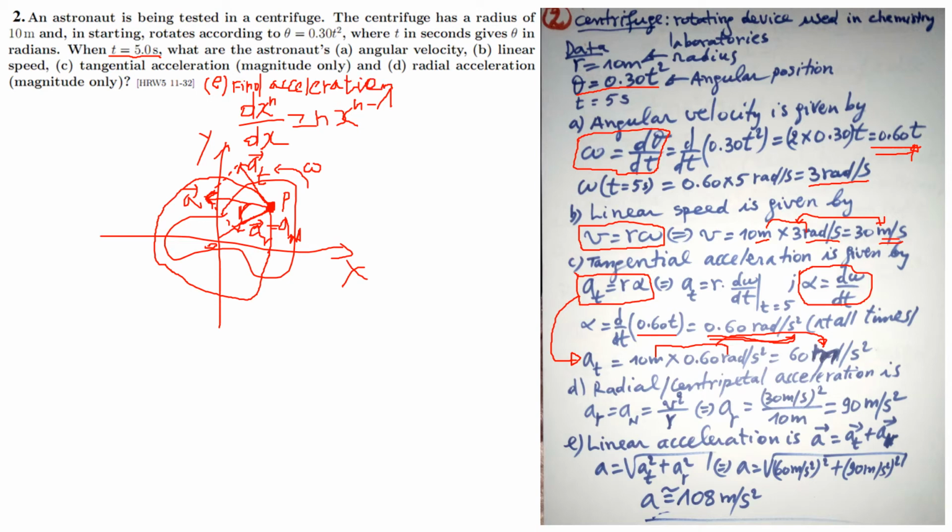We know that the acceleration is equal to tangential acceleration plus radial acceleration here, according to the diagram. And then to find the magnitude of such vector quantity, we take the square root of tangential acceleration squared plus radial acceleration squared, which is equal to the square root of 60 meters per second squared, which is the tangential acceleration, plus 90 meters per second squared, which is equal to radial acceleration, all squared. And the final answer for the acceleration of such centrifuge is 108 meters per second squared.